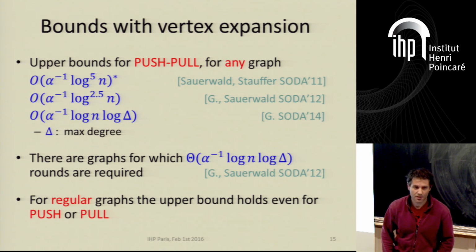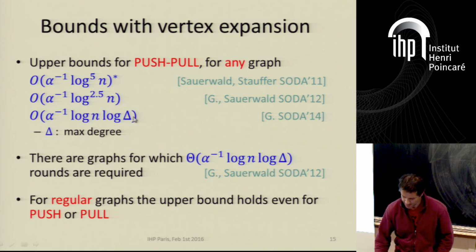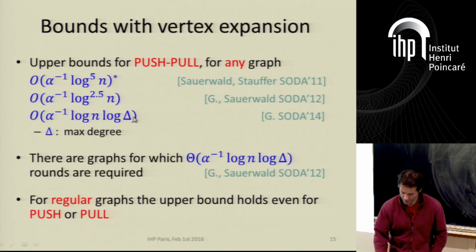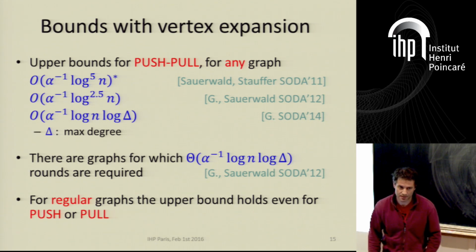Sorry, to prove what? To improve the bounds? This is the bound that holds for all graphs for the push-pull protocol, and it's the best possible if you only know alpha, n, and delta. If you know more about the graph, you may be able to get a better bound than this.